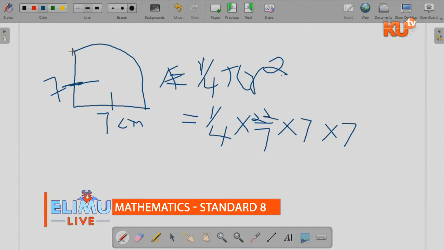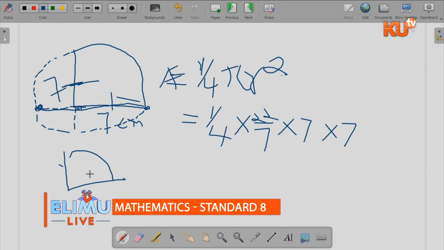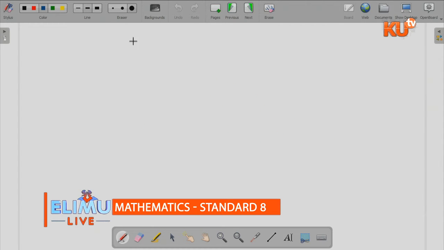Why? Let me show you. If I decide to make it a whole circle, let's assume that's a whole circle. How many quarter circles will you have? You will have 4 quarter circles, which means from here to here is diameter, so from here to here is radius. So this one should not confuse you, because most learners take this 7 as diameter, though it is radius.